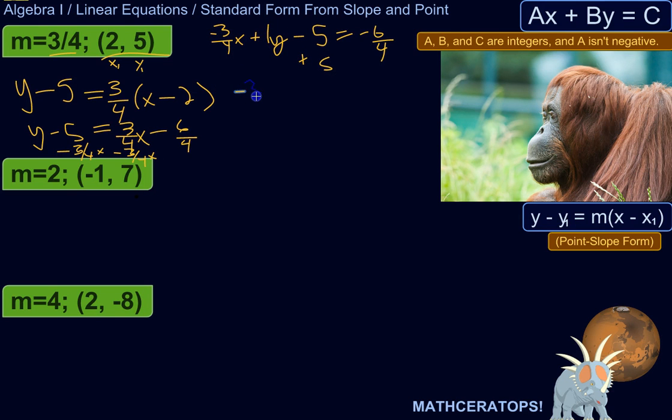So we can just have x's and y's on the left side. And I'm just going to write this as negative 6 fourths plus 5. I'm not even going to add those yet because, I don't know, I'm lazy. Watch this. So okay, ignore that for a second.